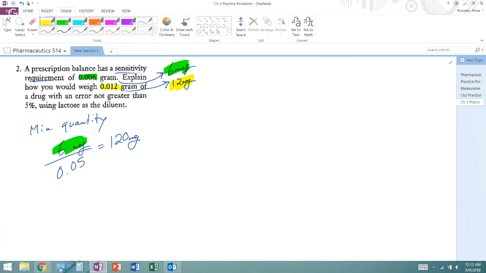I like colors. All right, there. So you know where everything is coming from. So then we take 120 minus 12 milligrams, and then we find 108 milligrams. Okay, so these are going to be our two starting ratio numbers for the aliquot.